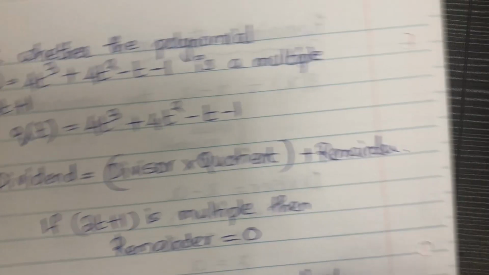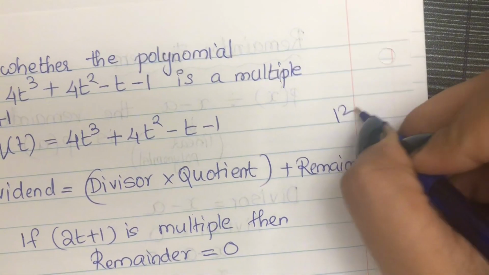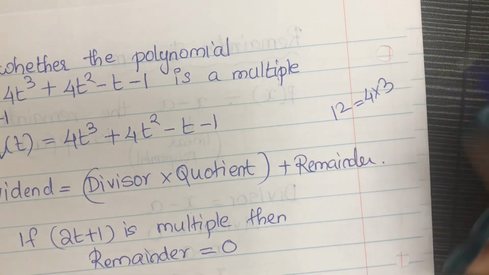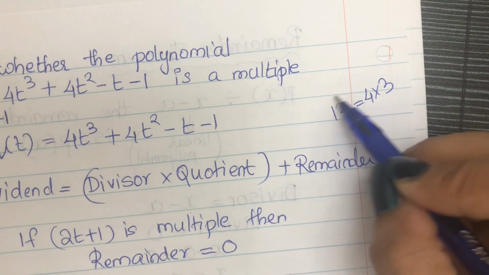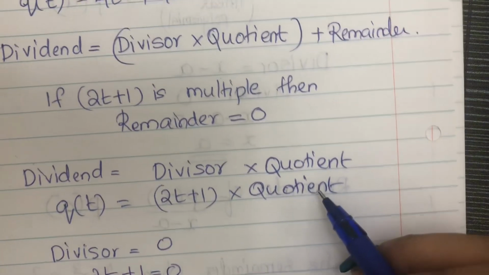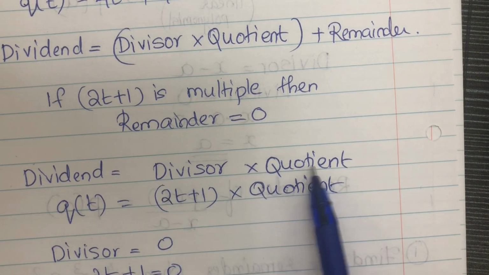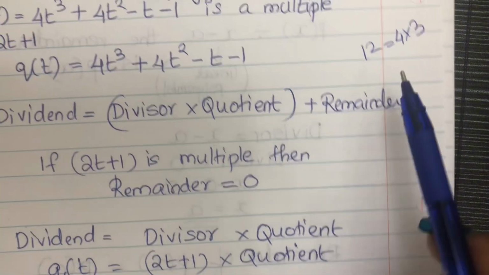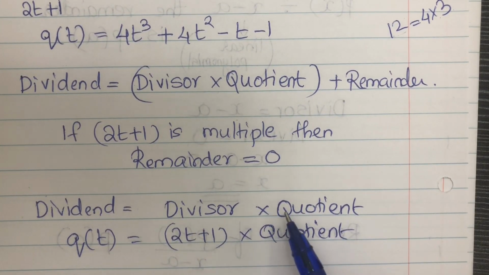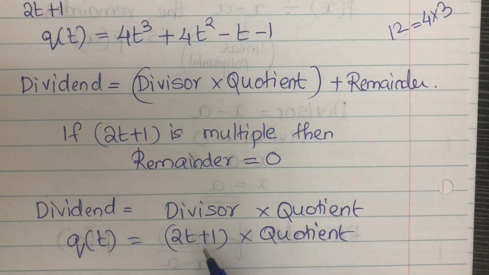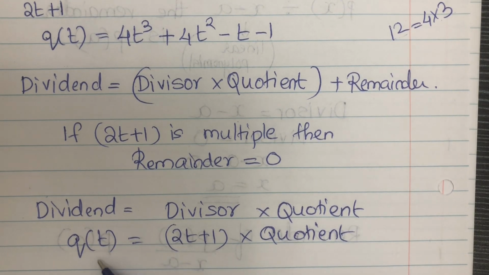You know factors and multiples, no? 12 is equal to 4 into 3. So here 4 and 3 are factors of 12. So here divisor into quotient is equal to dividend, similar to 4 into 3 is equal to 12. So divisor and quotient are factors of dividend. That is, 2t plus 1 is a factor of q of t.